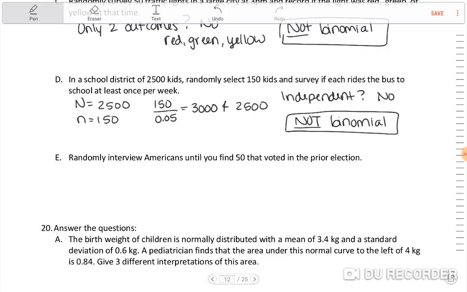Randomly interview Americans until you find 50 that voted in the prior election. Well, this is not a fixed number of trials, because you're randomly interviewing people until you find 50 that voted. Fixed number of trials, that would be a no. So, not binomial.